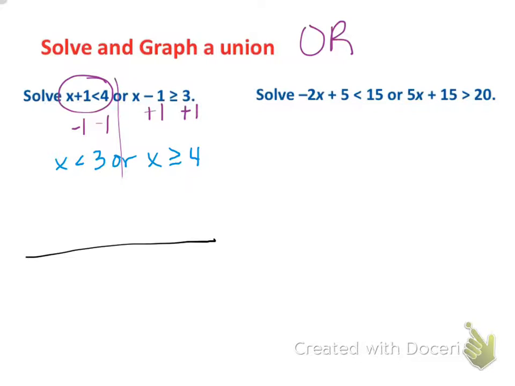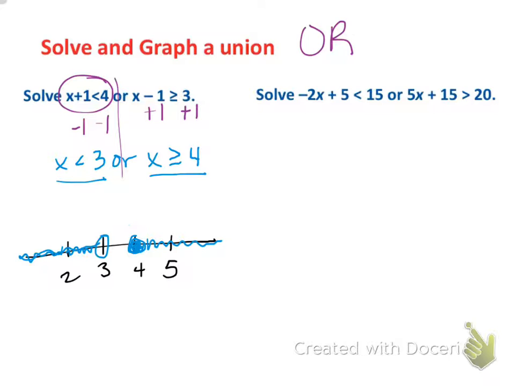I need to make sure I have 3 and 4, so 2, 3, 4, 5. Graphing that first bit there, x is less than 3 is going to go to the left. X is greater than or equal to 4 going to the right. So I notice with this or, the only space not highlighted is that center bit there.